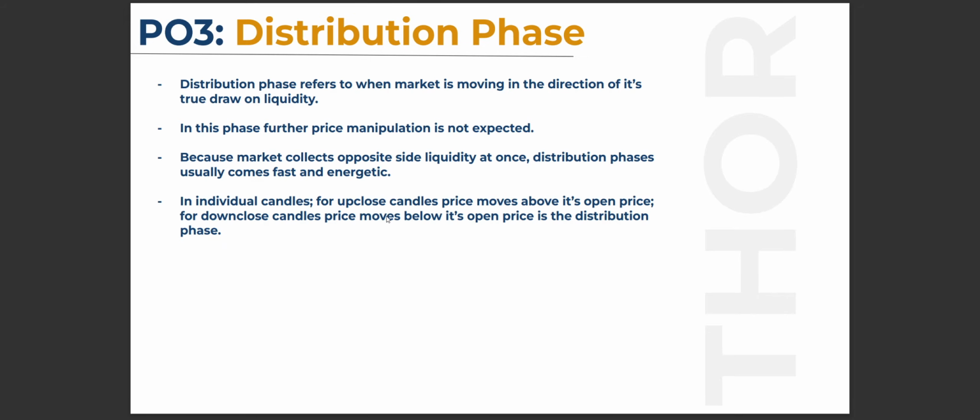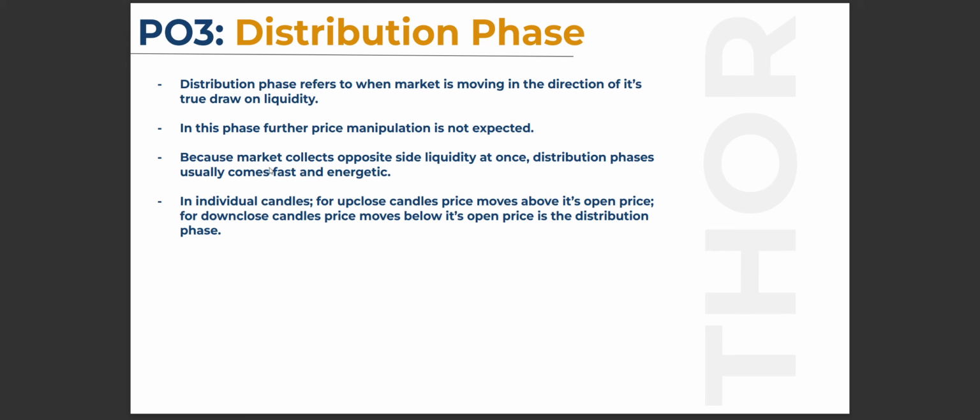And the last phase is the distribution phase. The distribution phase usually refers to the market when it's moving in the direction of its true drawn liquidity. In this phase, further price manipulation is not expected, so you don't have to be worried about more manipulation. If you're using old lows or old highs for your stop losses, they should be safe in these phases.